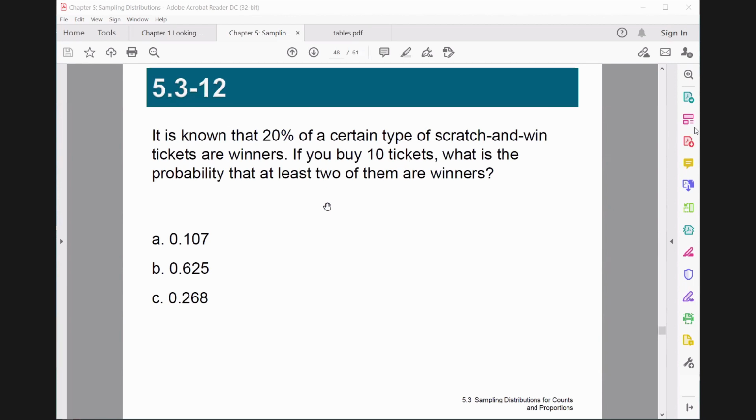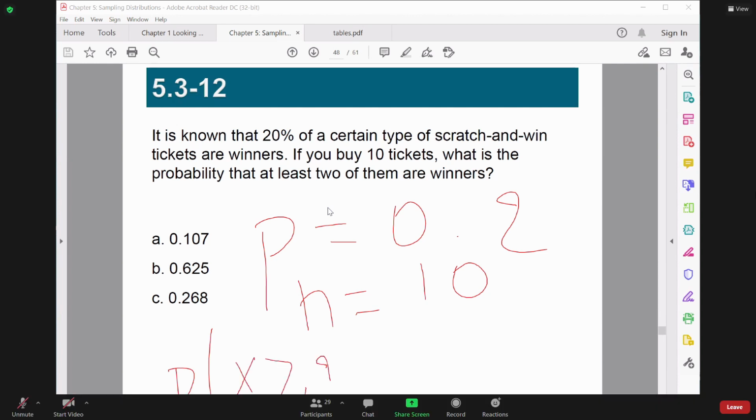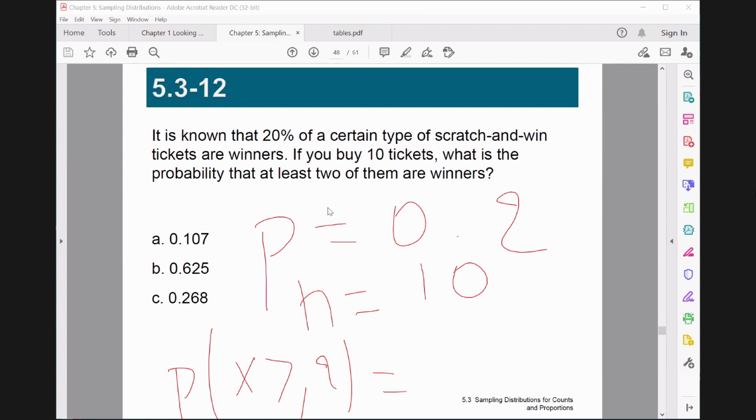Here once again it's a binomial distribution because he said the probability to win is equal 0.2 and we buy 10 tickets. That means we try to do the same thing 10 times. What is the probability that at least 2 of them are winners? Then the probability of X is more than 2 is equal at least 2.